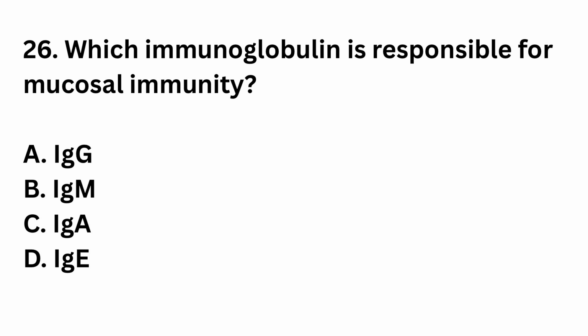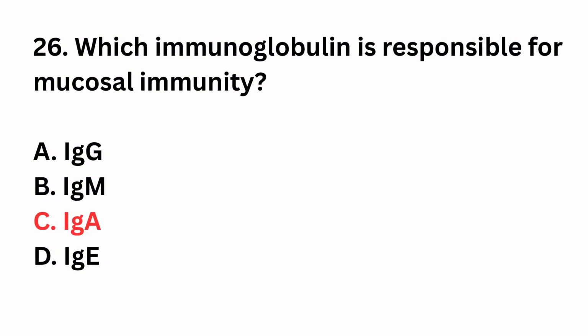Question number 26. Which immunoglobulin is responsible for mucosal immunity? IgG, IgM, IgA, IgE. The right answer is option C, IgA. IgA is present in saliva, tears and colostrum. It protects the mucosal surfaces.